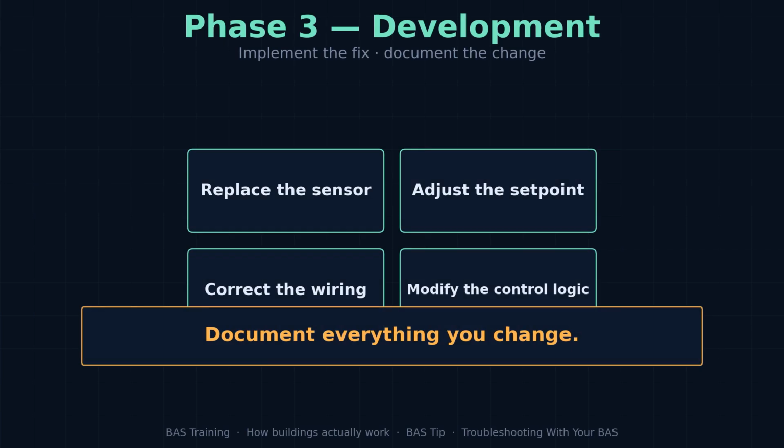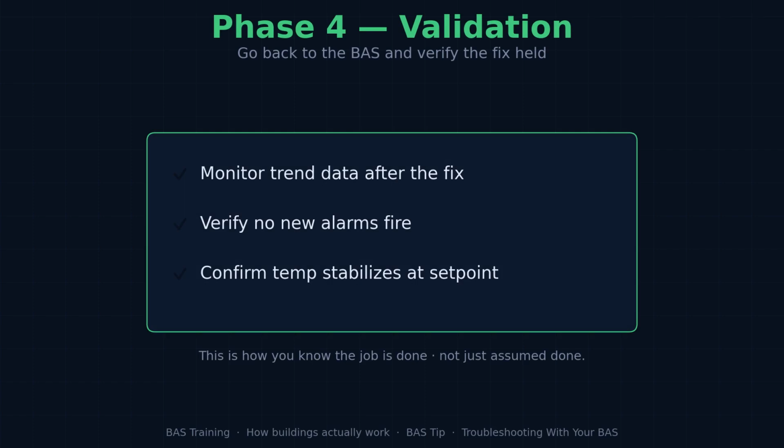Phase 3, development. Implement the fix. Once you have confirmed the root cause, you make the fix, whether that is replacing a sensor, adjusting a set point, correcting a wiring issue, or modifying control logic. Document everything you change. Phase 4, validation. Confirm it is resolved. Go back to the BAS, monitor trend data, check that no new alarms fire. Verify the space temperature stabilizes at set point. This is how you know the job is actually done, not just assumed done.